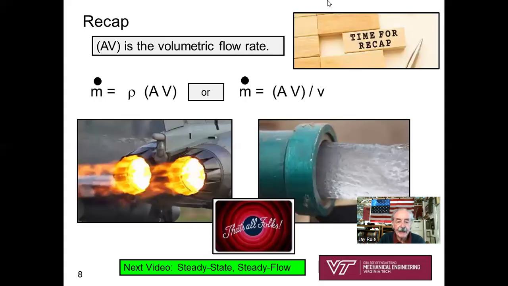So let's recap. The product of area times velocity, AV, is called the volumetric flow rate. Got to commit that to memory. I just showed m dot equals rho AV, or m dot equals AV divided by little v. And that's, of course, associated with these classic images of outflows from open systems.